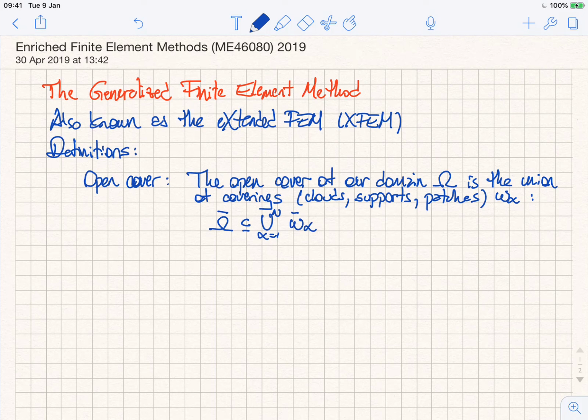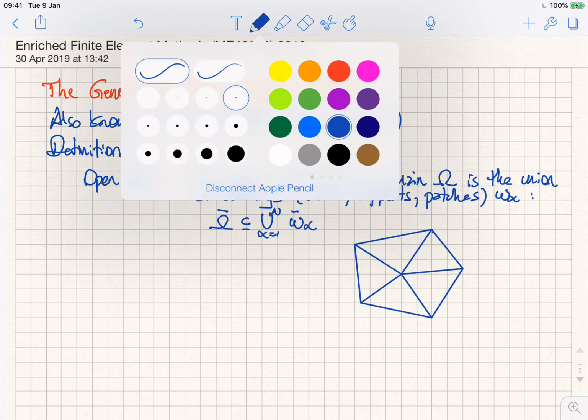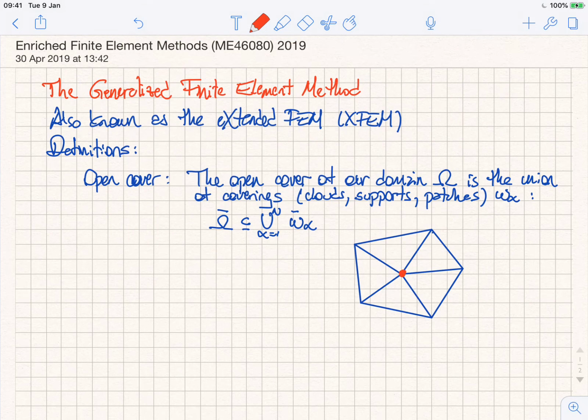What was the support of a node? So if I have, say we have a node here, the support, that is the support of the node. So it's basically the elements that are connected to the node.